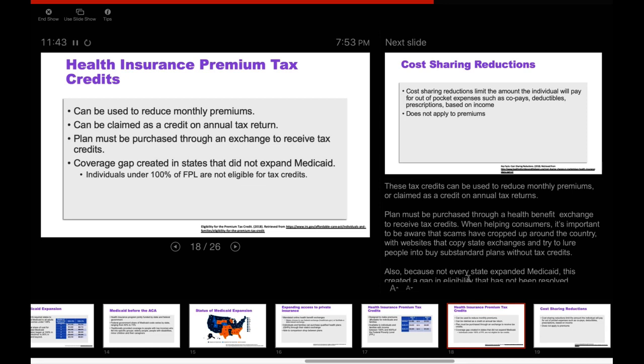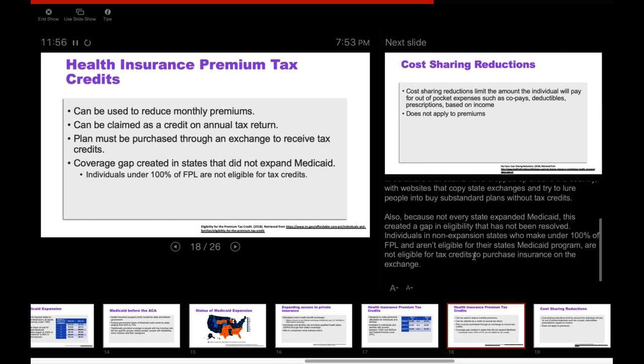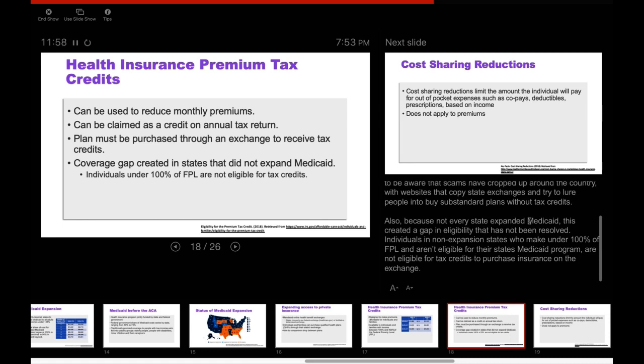When helping consumers, it's important to be aware that scams have cropped up around the country, with websites that copy state exchanges and try to lure people into buying substandard plans without tax credits. Also, because not every state expanded Medicaid, this created a gap in eligibility that has not been resolved. Individuals in non-expansion states who make under 100% of the federal poverty level and are not eligible for their state's Medicaid program are not eligible for tax credits to purchase insurance on the exchange.